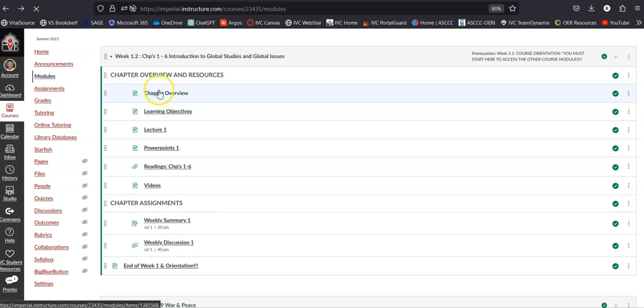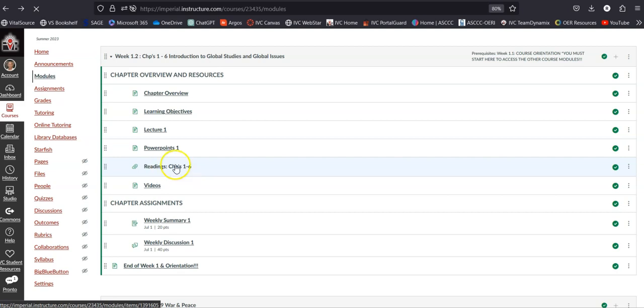So it always starts off with a chapter overview, which basically tells you a little bit about the chapter, and then the learning objectives for the chapter, followed by my video lecture. This is usually between a 15 to 30 minute overview of the chapter that we're in. The PowerPoints are listed in here to build a basis about the course. And then the readings, and basically this is the textbook. You just scroll down to the relevant readings.